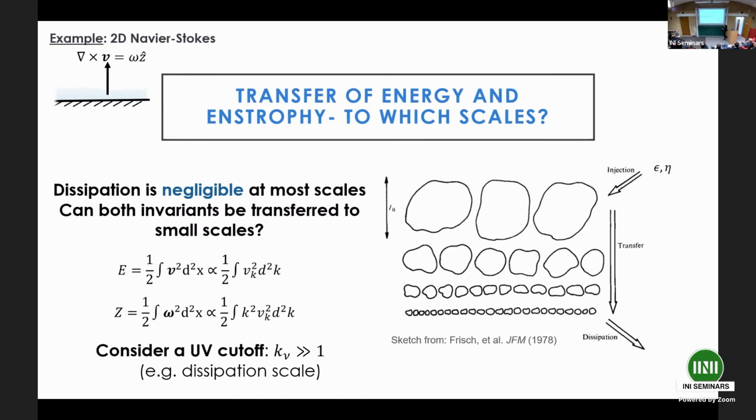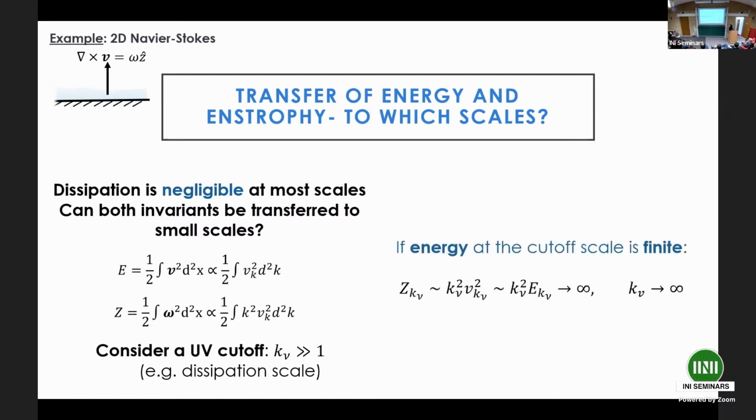And usually what stops the transfer to smaller and smaller scales is that you have dissipation. So it's some sort of a UV cutoff, related to dissipation. This is why I call it K nu. So what I would like to argue is that the fact that both of these quantities are conserved would imply that there is a constraint, and that the energy cannot actually go to small scales. It has to go to large scales, or at least it cannot go to small scales.